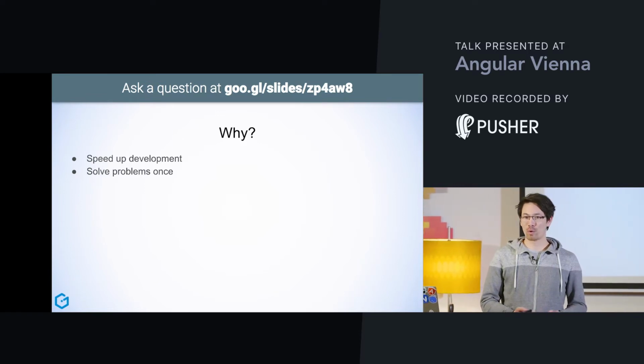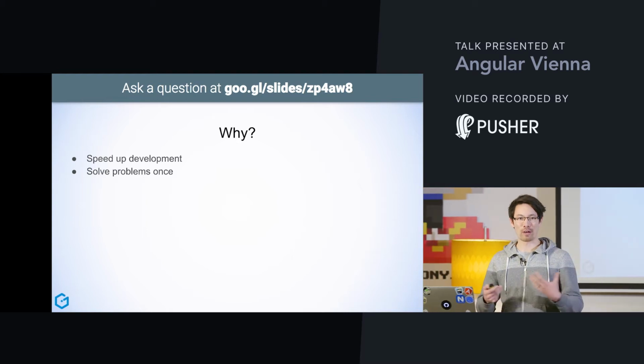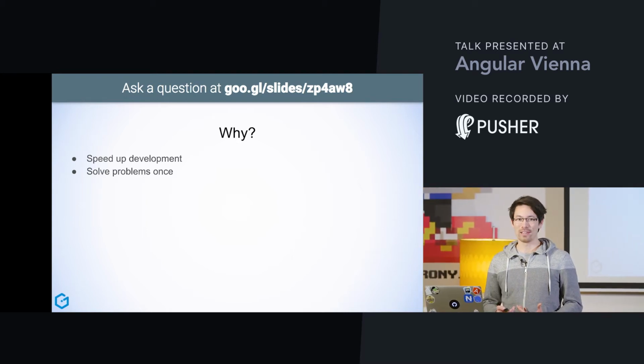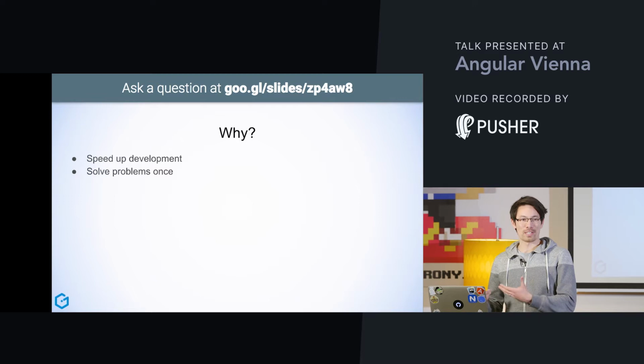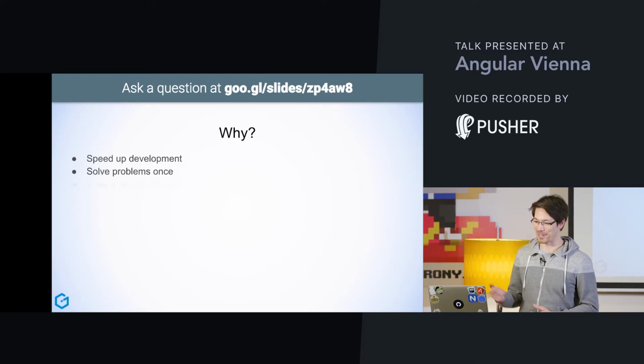And they solve problems once. If you have a shared library amongst all your applications, you don't have to deal with the same problems every time. It becomes tedious. It's just a waste of time. If you've solved it well once, you should then be able to share that, and no one has to solve that problem ever again, ideally.